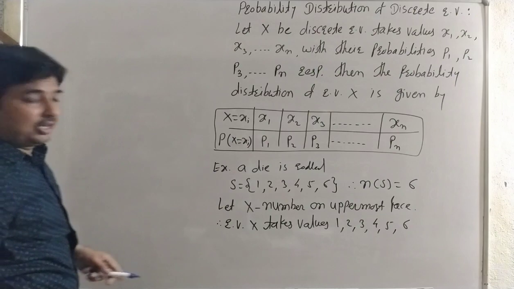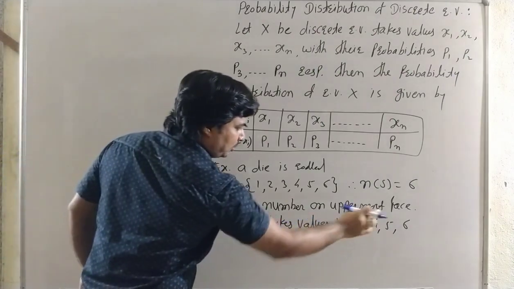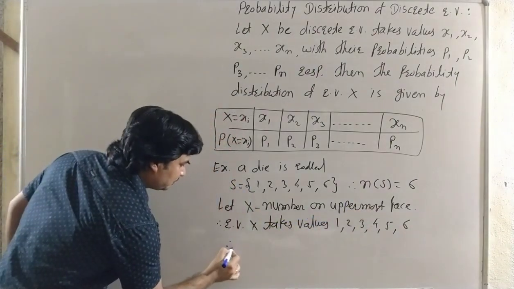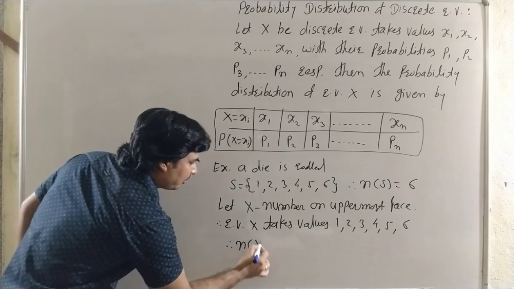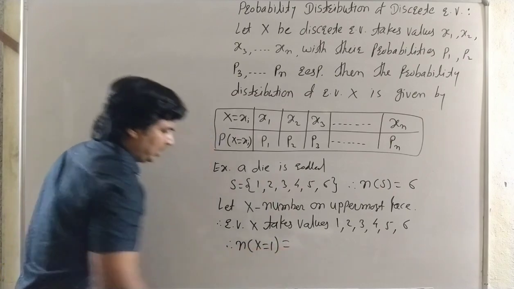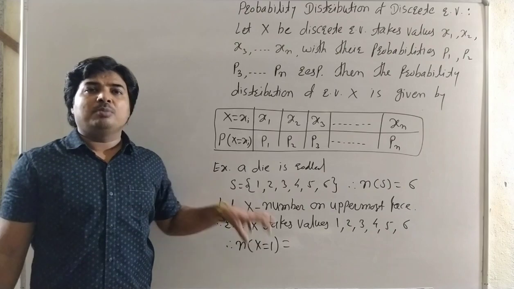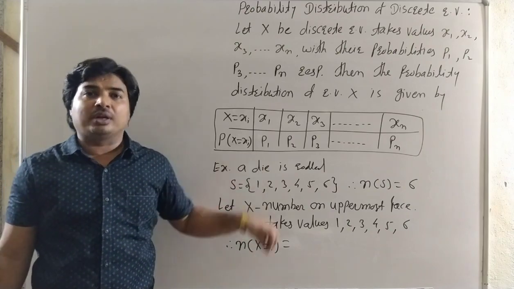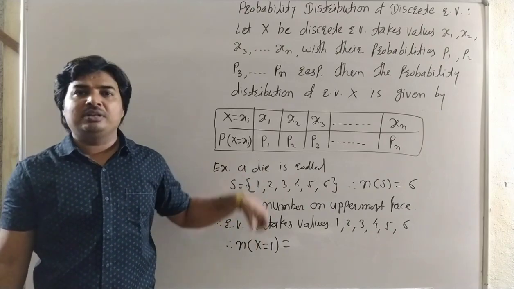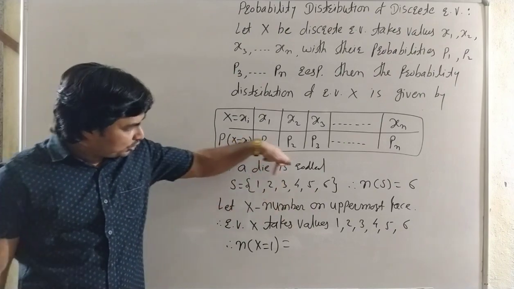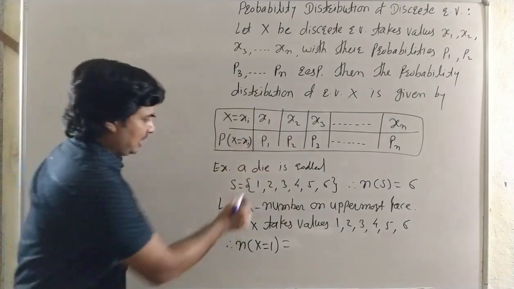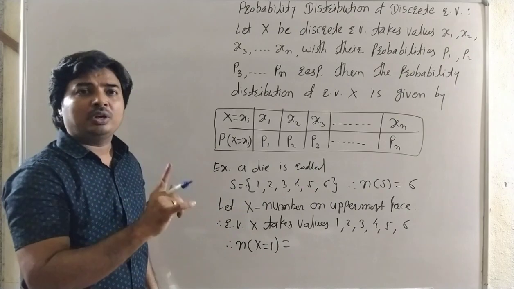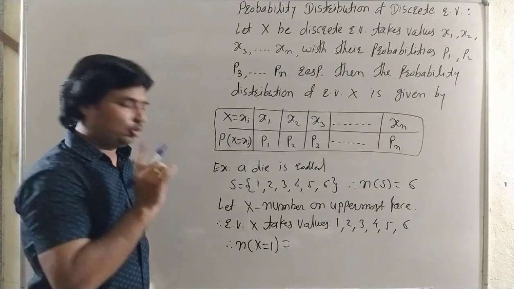Probability of each random variable. The random variables are 1, 2, 3, 4, 5 and 6. Therefore, take x equal to 1. See carefully, x equal to 1 means the number on the uppermost face is 1. And how many times does it appear? 1 shows only one time. When a die is rolled, the possibility of 1 is only one time.